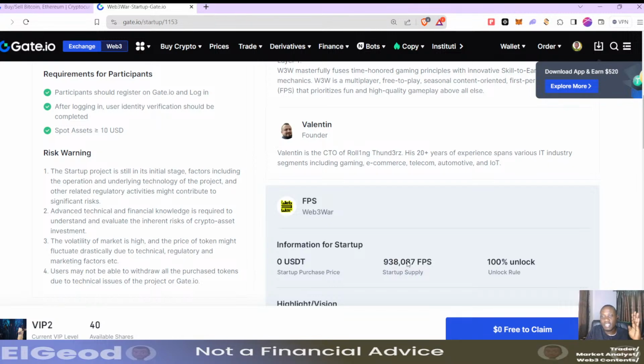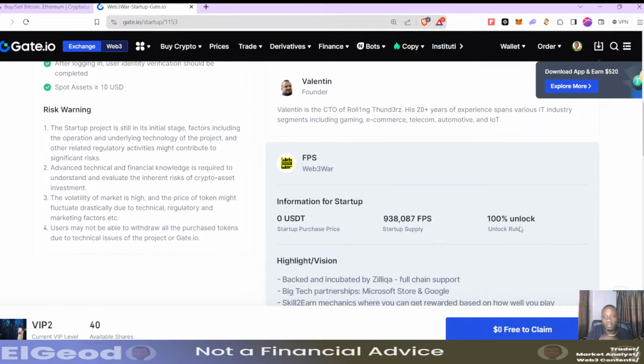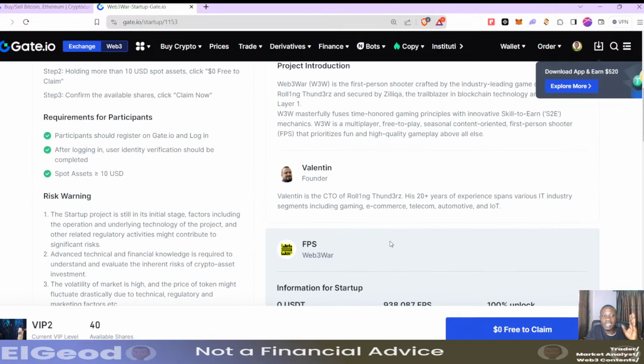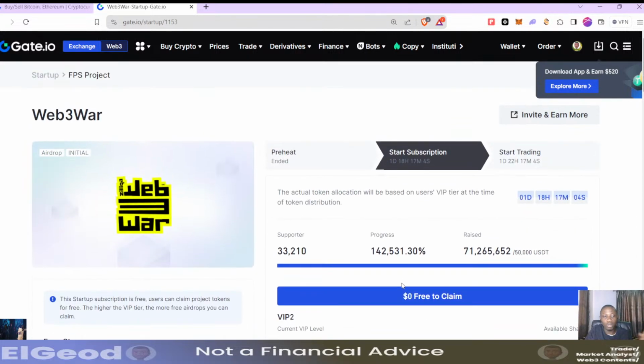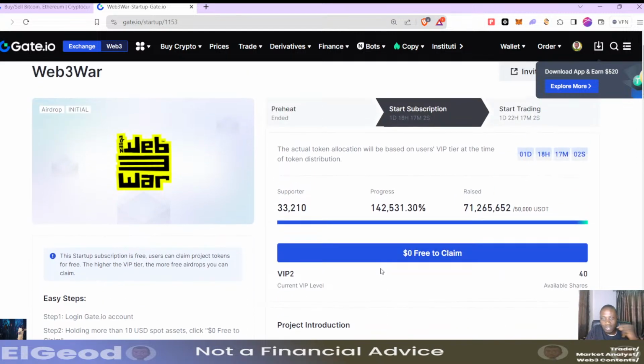So you have 938,087 FPS tokens, and all of these are going to be unlocked. So I'm going to be doing this claiming right away. You see, I'm on VIP 2, and I'm potentially going to be claiming 40 FPS. Maybe I'm going to be lucky for more. Let's do this together. 1, 2, 3, go.